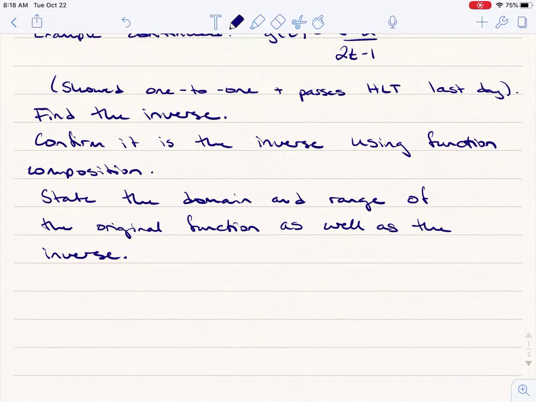So last day, we talked about the steps for finding the inverse, right? So what you're going to do is write out your function, and then swap your x's with y's and your y's with x's. Then you're going to solve for y, and the solution will be the inverse. Okay?